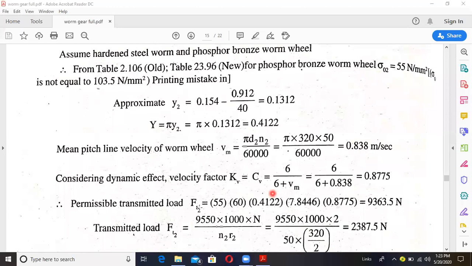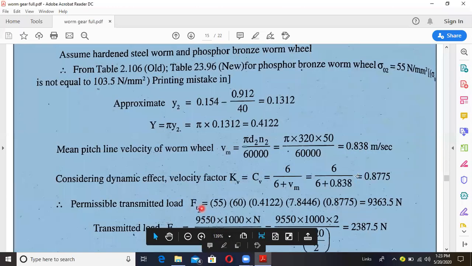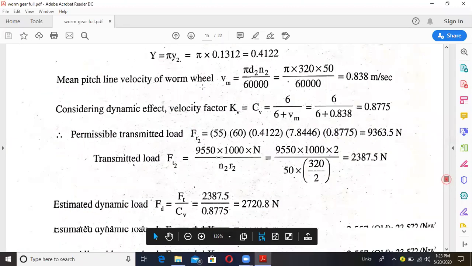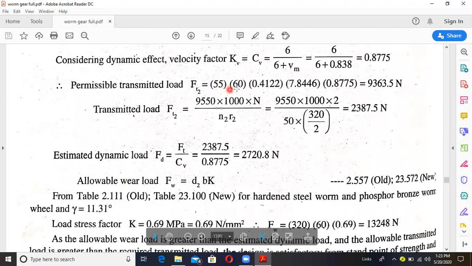So therefore Ft2 is equal to sigma naught 2 is 55, B is equal to 60, capital Y is equal to 0.1442, Mn is equal to 7.8446, Cv is equal to 0.8775. So we will get Ft2 is equal to 9363.5 newtons. So this is the permissible transmitted load given by the Lewis equation.